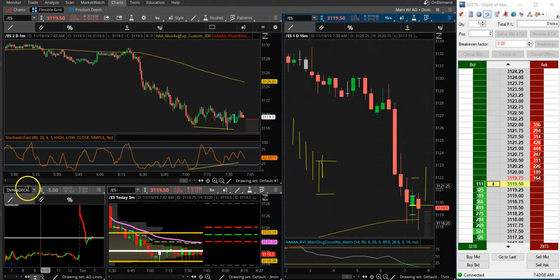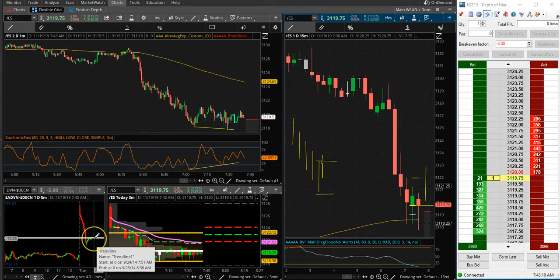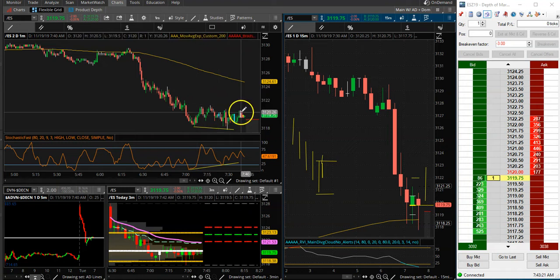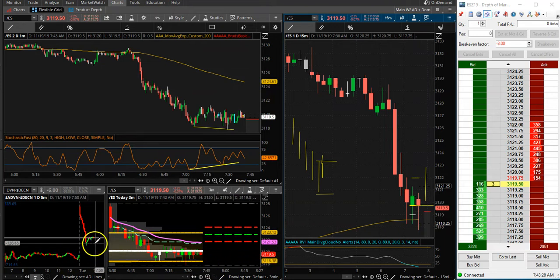Also, my AD lines, advance decline, are right around even. So this is a trade where I'm trying to take everything into account. Is this a bullish pattern? Could we break to the upside? Is this a bearish pattern? Could we break to the downside? What are the AD lines? We're just kind of flat on the day, right near the 0 line. So half the stocks are up, half the stocks are down, and there's no edge one way or the other.